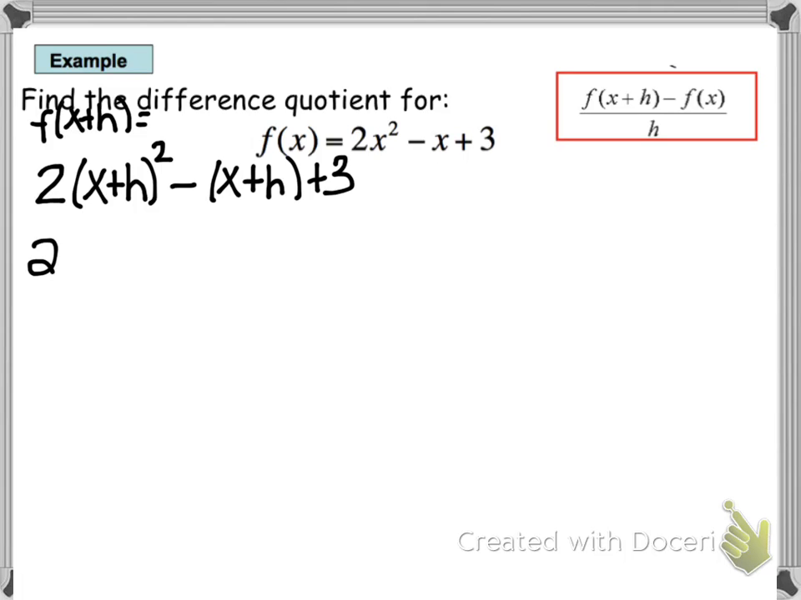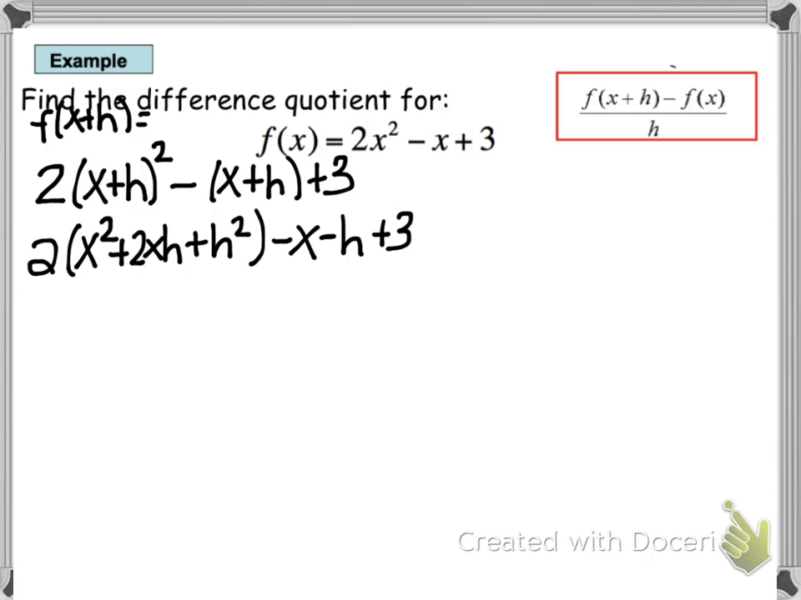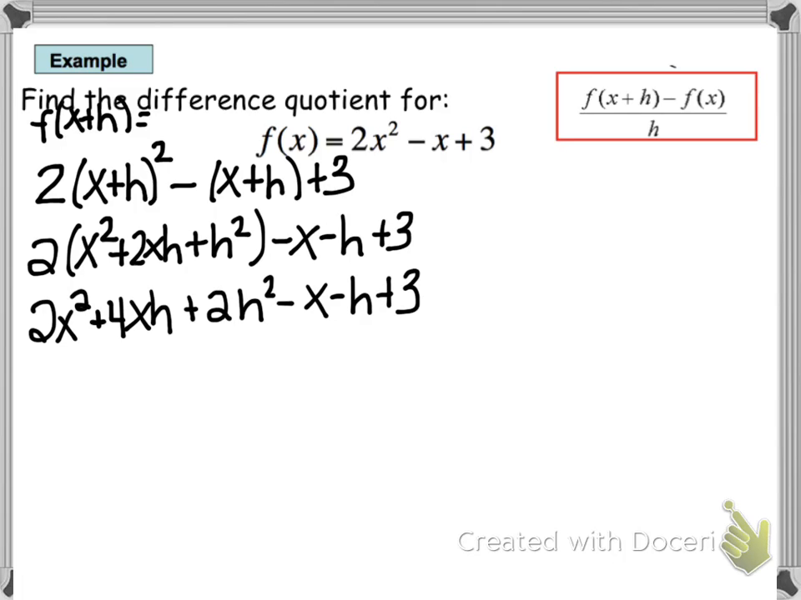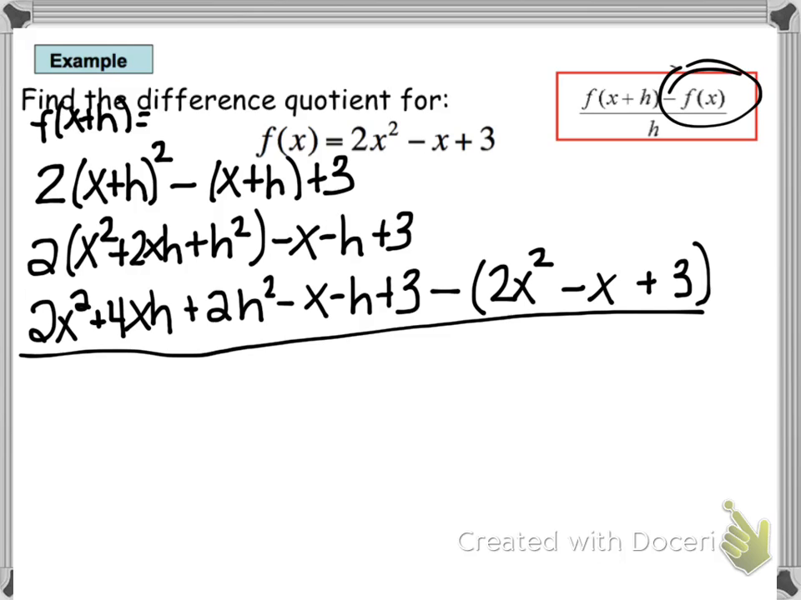So when I simplify this, we get x squared, 2xh, and h squared, minus x minus h plus 3. And the last piece would be to distribute that 2 too. So we end up with 2x squared, 4xh's, 2h squared. Now, there's my f of x plus h. The next step there is to subtract that f of x piece, so minus your original function, and I'm going to put it in parentheses. And then lastly, we're going to divide all that by h.